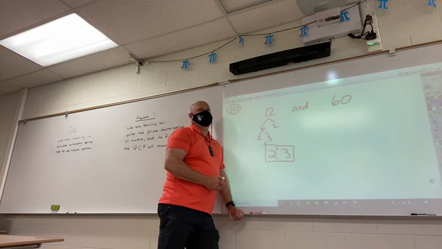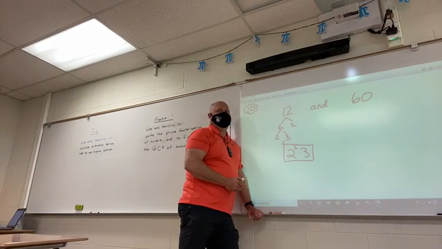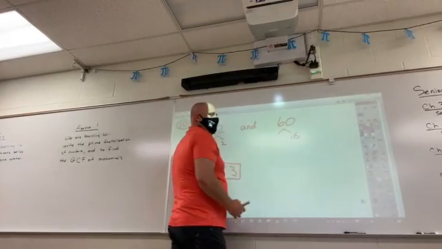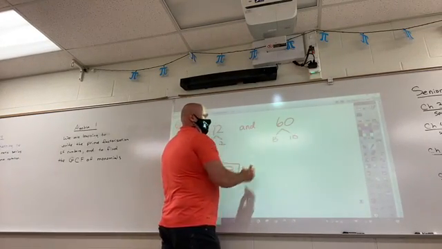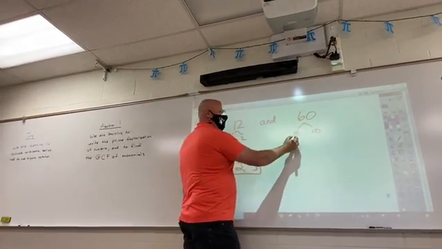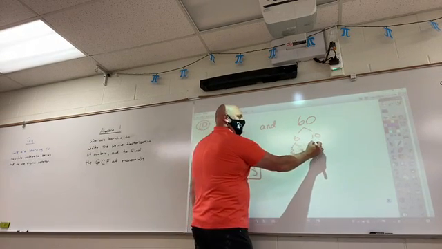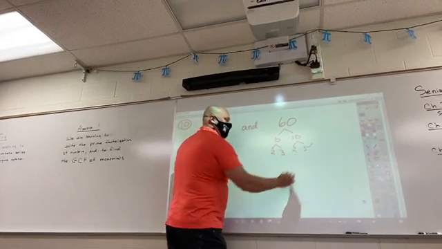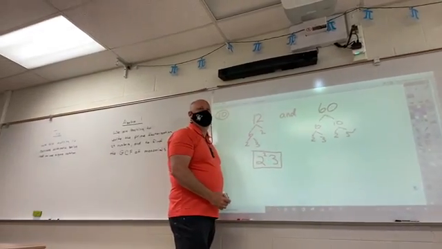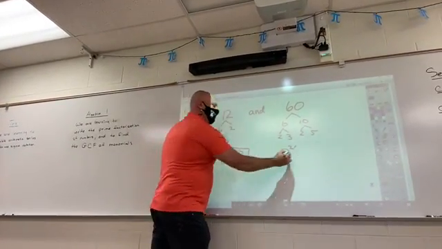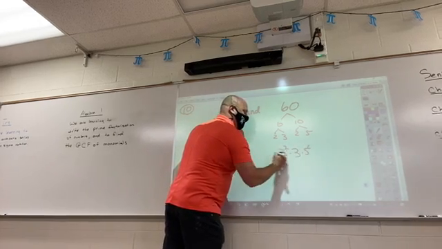Okay, how about the 60? What 2 numbers multiply to 60? If it ends in a 0, I always go 10. Because then I can just go from there. 6 is 2 and 3, 2 and 5, right? What do you have? 2 2s, a 3 and a 5, right?